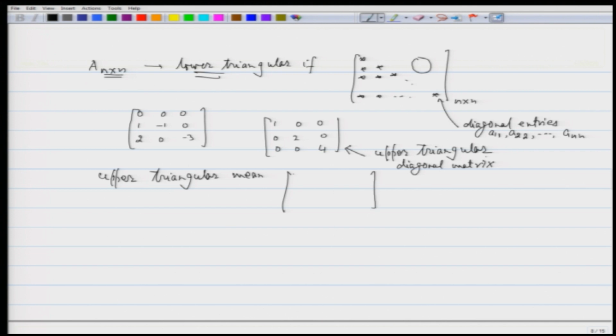the matrix will look like this: look at the diagonal entries, they could be anything, but below the diagonal everything is 0. Here these entries could be anything. An example of an upper triangular matrix could be 2, 0, 4, 0, minus 3, 1, 0, 0, 5, and this could be of any size, but the important thing is that it has to be a square matrix. Sometimes we talk of triangular form, in which case it means we have a matrix which may or may not be square, but looks like upper triangular or lower triangular.